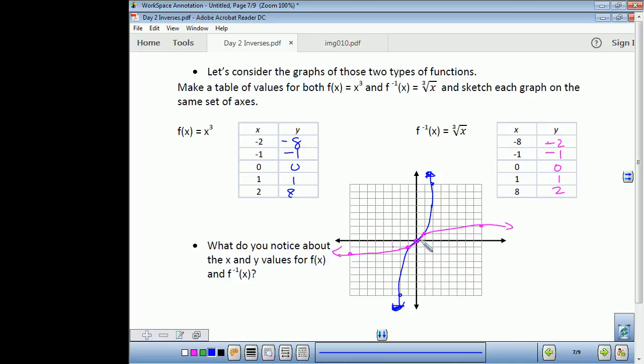Okay, so if we look at these points, if we look at our table, what do you notice? We notice the same thing we already knew.